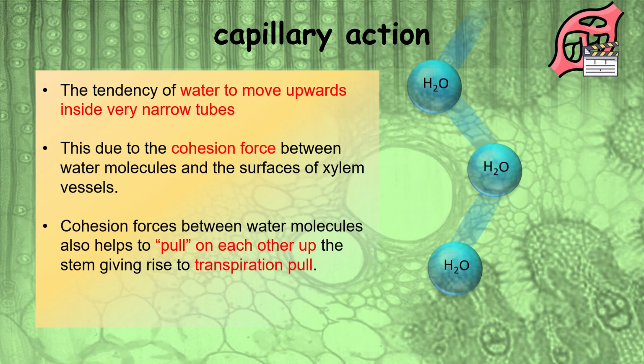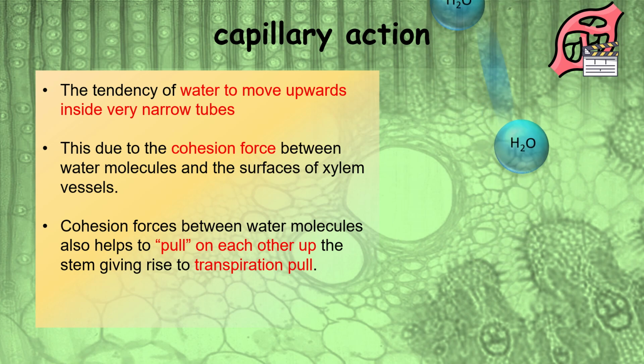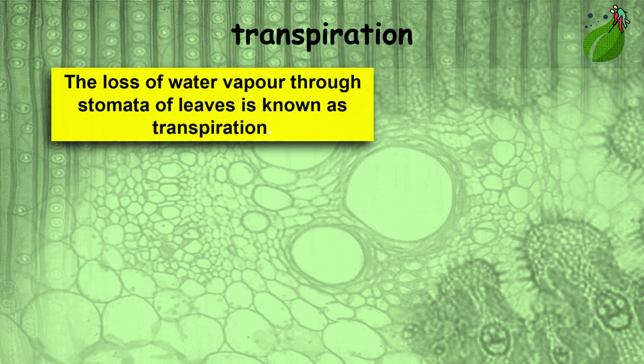Cohesion forces between water molecules also help to pull each other up the stem, giving rise to the most important mechanism that helps transport water up the stem: transpiration pull. Transpiration is the loss of water vapour through the stomata of leaves. This eventually leads to transpiration pull.